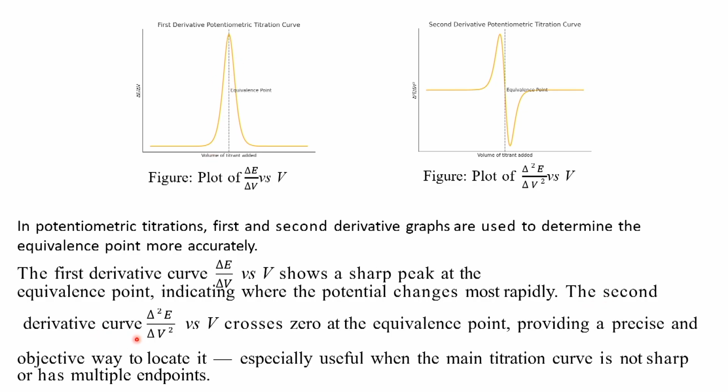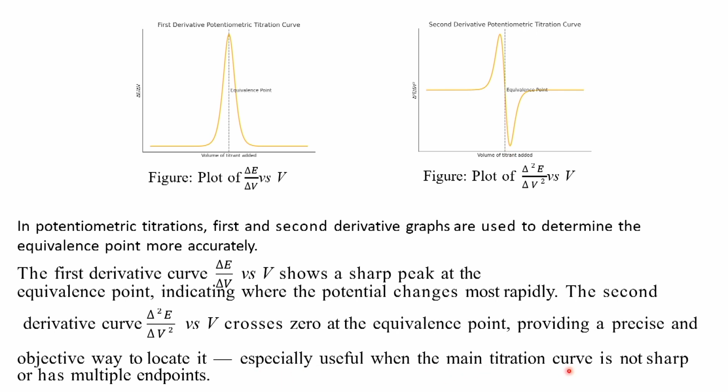The second derivative curve, delta squared E by delta V squared versus V, crosses 0 at the equivalence point, providing a precise and objective way to locate it. So if we plot the second derivative of potential with respect to volume, we can calculate the equivalence point.